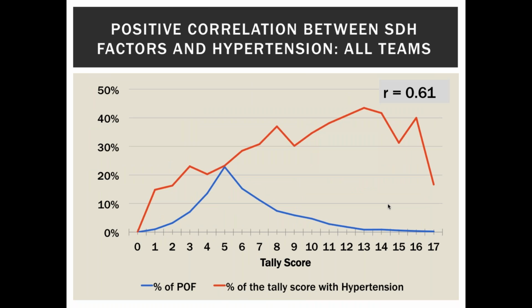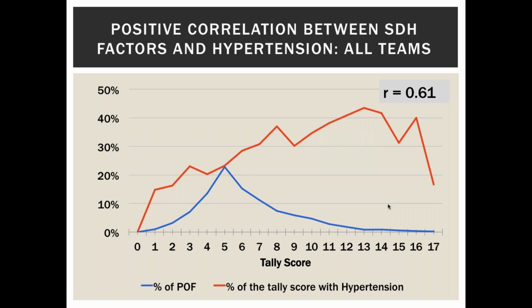And then we just did basically a brief correlation analysis between the number of social determinants of risk factors and hypertension. So what you're seeing is a trend, the trend line, the red line is the trend line. As the number of social determinants of health risks increases, the likelihood of having hypertension increases as well. The population of focus remains small.